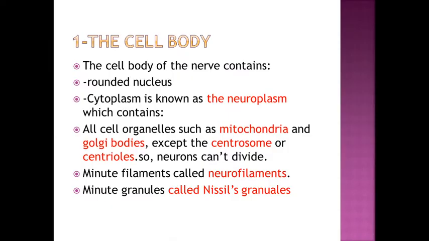Let's start with the cell body. The cell body of the nerve contains a rounded nucleus and cytoplasm, which is known as neuroplasm, which contains cell organelles such as mitochondria and Golgi bodies. But they don't have centrosome or centrioles, so the neurons cannot divide. We also have minute filaments called neurofilaments. Also there are minute granules called Nissl granules.